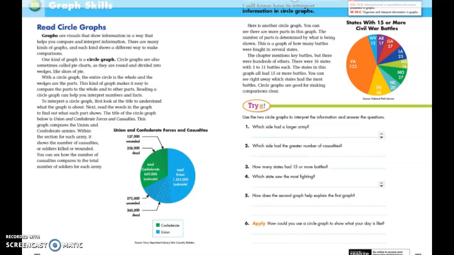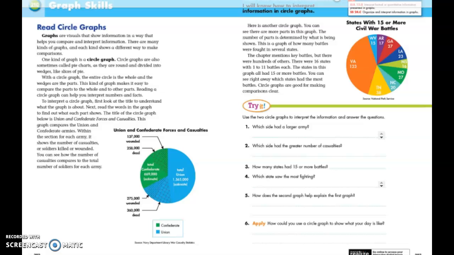There were 16 states with 1 to 11 battles each. The states in this graph all had 15 or more battles. You can see right away which states had the most battles. Circle graphs are good for making comparisons clear.